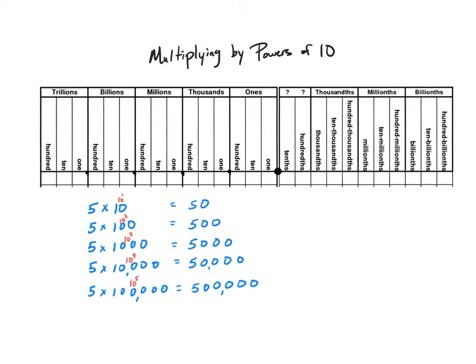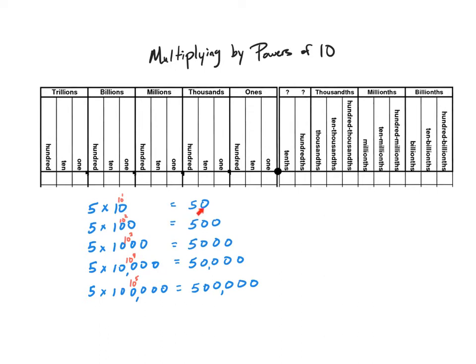Remember that these exponents, for example, 10 to the fifth power, really means 10 times 10 times 10 times 10 times 10. 10's multiplied by itself 5 times. So if we look at the products, we can see a pattern that is developing here. Every one of the products has a 5 in it, which isn't very surprising.